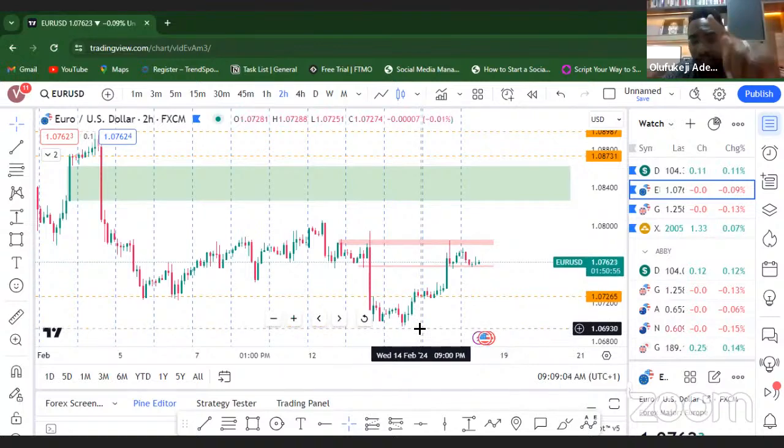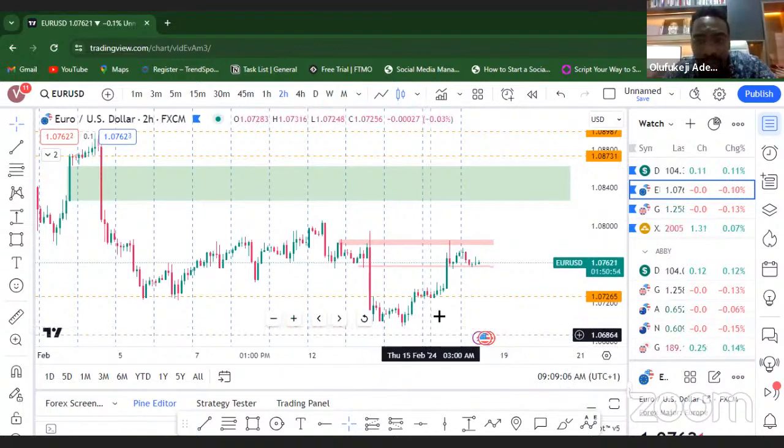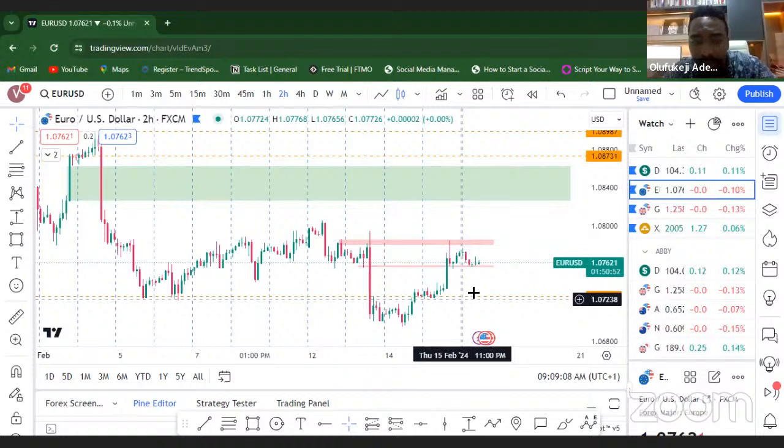If you are in a sell, once price gets to 1.0726 or 730, close half. Close half. Move your stop loss to break even and see where price will likely go.